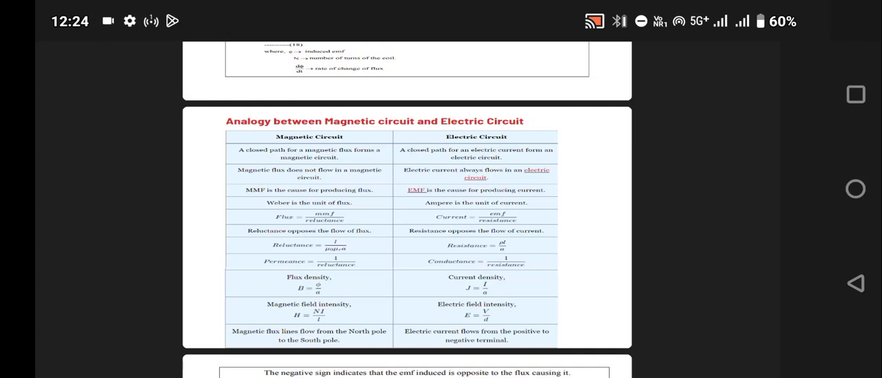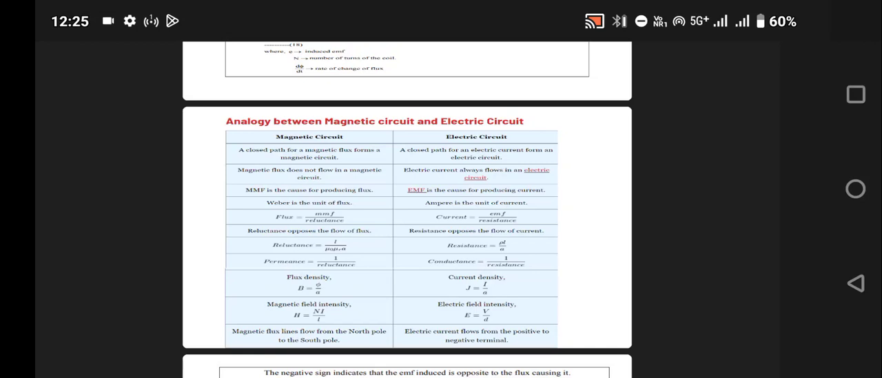Flux density B is equal to phi by A. Current density J is equal to I by A. Magnetic field intensity H is equal to N I by l. Electric field intensity E is equal to V by d. Magnetic flux lines flow from north pole to south pole. Electric current flows from positive to negative terminals.